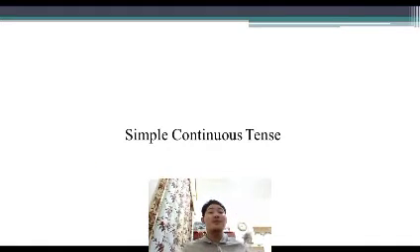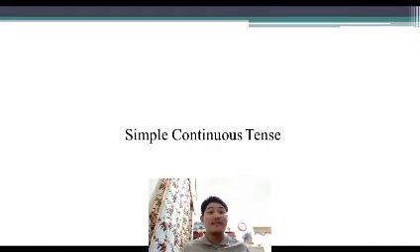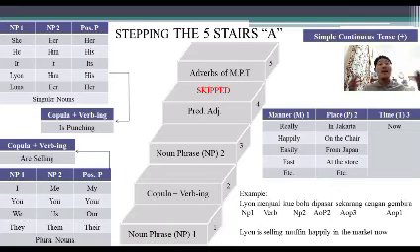Let us move on to the simple continuous tense. In simple continuous tense, the function is to tell what is happening right now. The key is now. Now, in the positive sentence, you can see for my example: Leon menjual kue bolu di pasar sekarang dengan happily, dengan gembira.